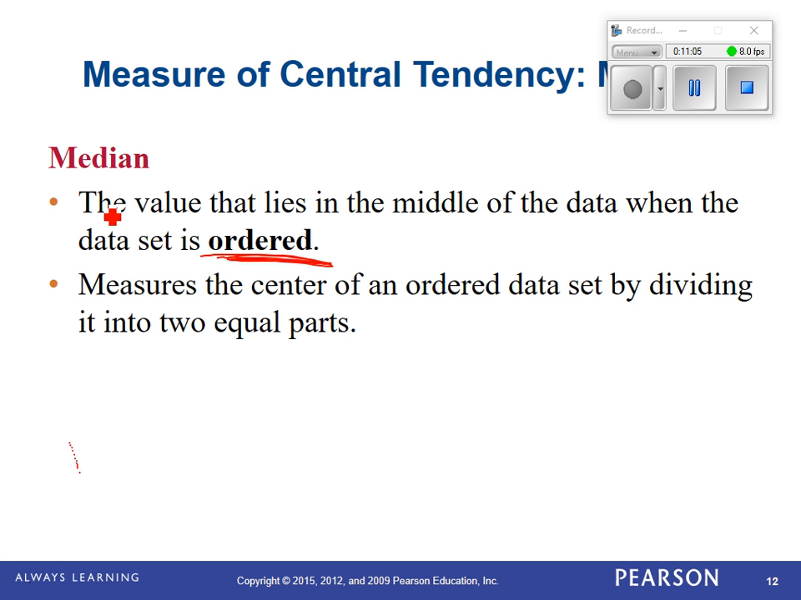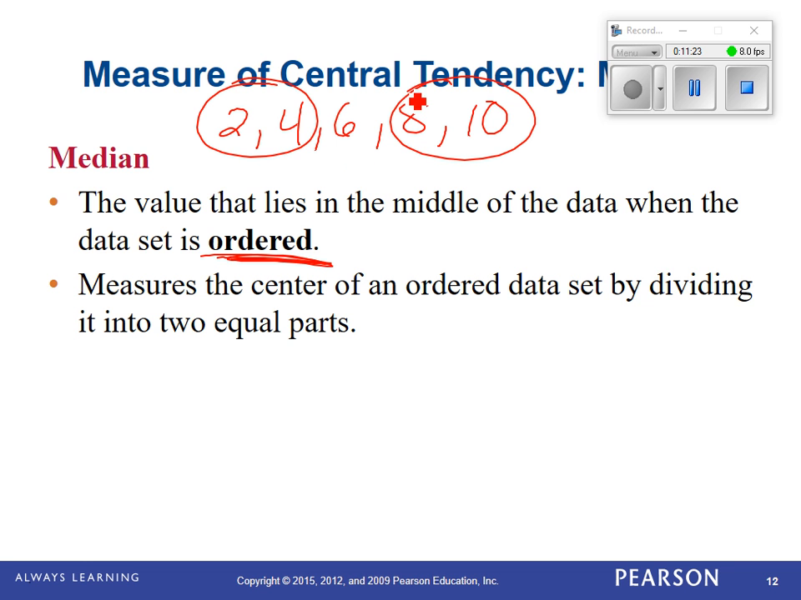The median measures the center of the ordered data set, divided into 2 equal parts. So when we do median, 2, 4, 6, 8, maybe we add a 10 on there. We just look and say, okay, we got 2 on this end, we got 2 on this end. That number right there is the median, it's the one that's right in the middle.